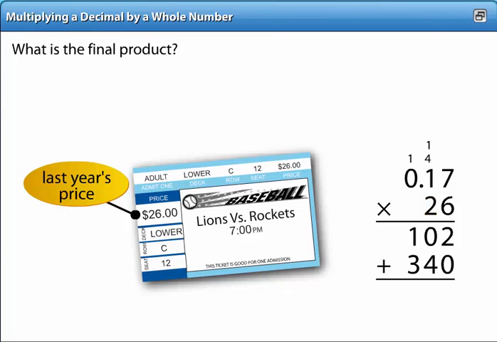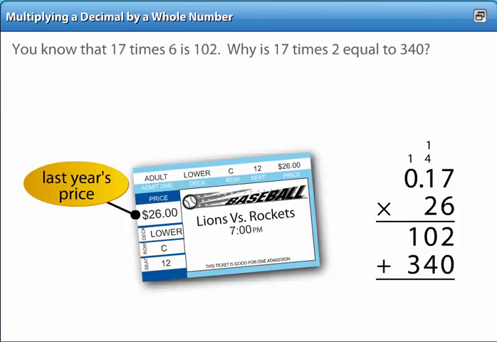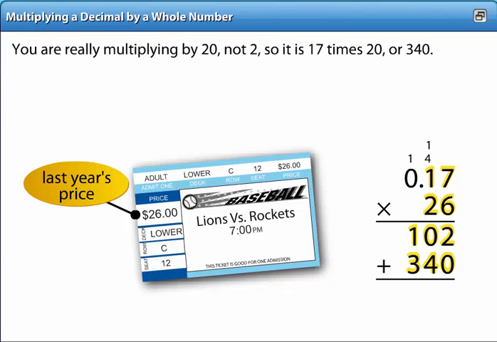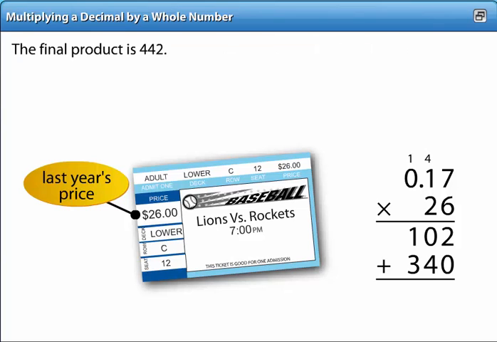What is the final product? You know that 17 times 6 is 102. Why is 17 times 2 equal to 340? You are really multiplying by 20, not 2, so it is 17 times 20, or 340. The final product is 442.